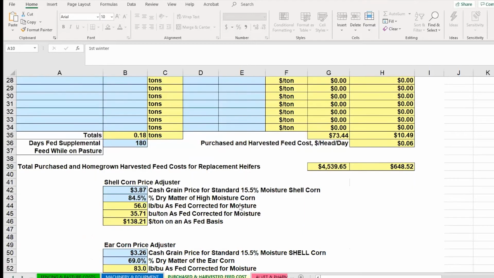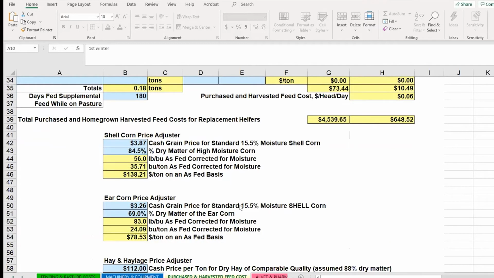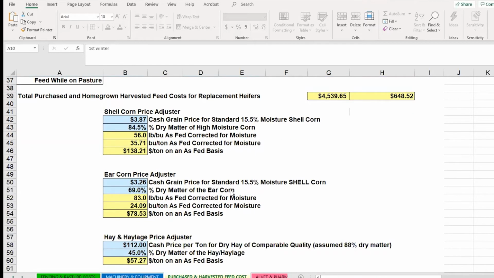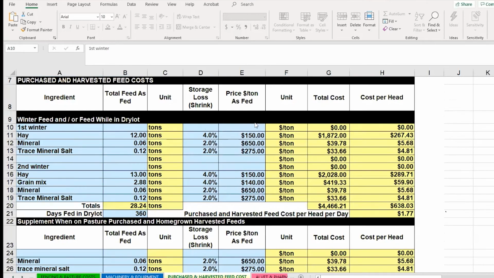At the bottom here, we have some price adjusters for adjusting feeds based on moisture content, or for ear corn versus shell corn, on a per ton basis, to help come up with the numbers that need to go in the price categories in the above sections of this spreadsheet.